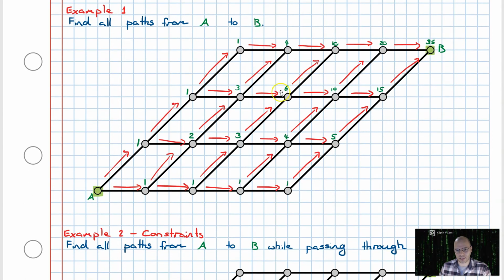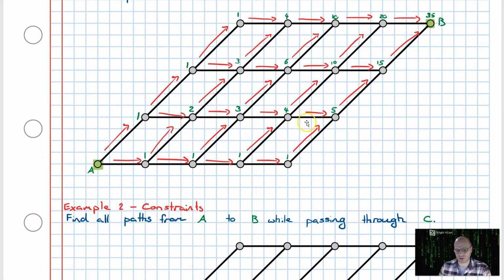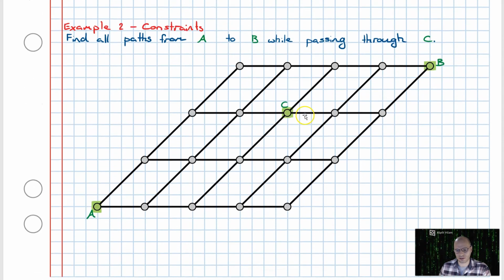Alright, now that we're okay with being able to find all the paths between two nodes on a network, let's have a look at how we can do it when we have constraints. So consider example 2: find all paths from A to B while passing through C. What this means is that progression itself is always going to require you to pass through C, and then from C you can go to B.